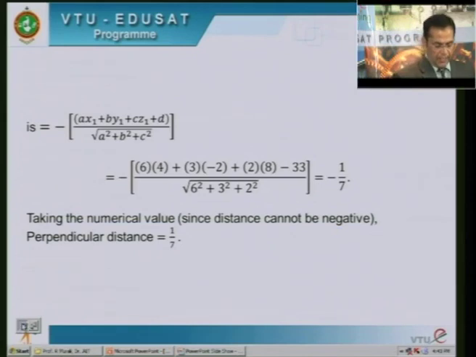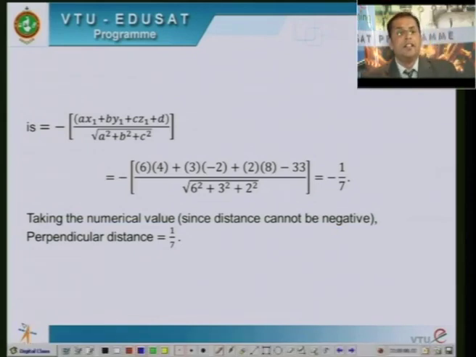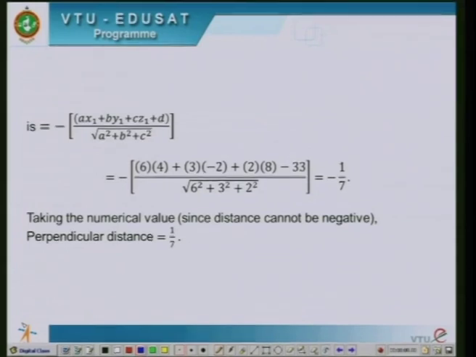So, friends, in this session, we have seen some examples. We have seen the intersection of two planes, then some geometrical aspects of intersection of two planes, then the perpendicular distance from the origin to a plane, and finally, distance between two parallel planes.